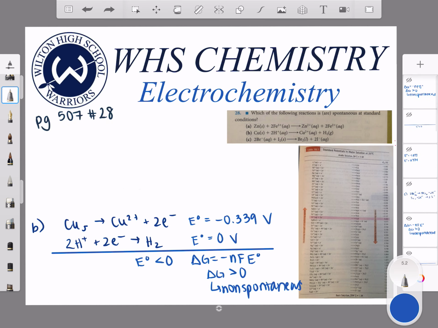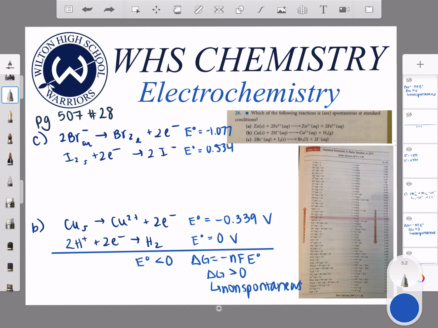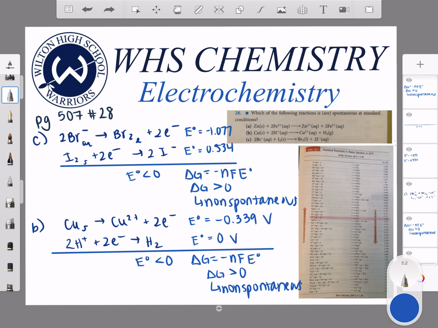For part C, we're also going to split up into half reactions. We have 2Br- yields Br2 plus 2e-, and I2 plus 2e- yields 2I-. We have the standard reduction potentials from the table, and when you add them, E naught is less than 0. So you know that it is non-spontaneous because delta G is greater than 0.